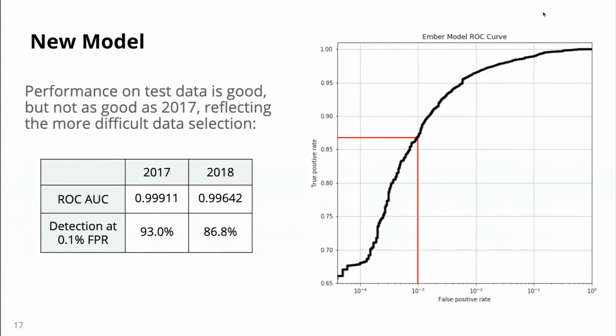This is the performance of that model. Compared to the EMBER 2017 model, you can see that the area under the curve is not as good. That reflects the harder data set that we chose, and especially the detection there. You can see that that's suffering.